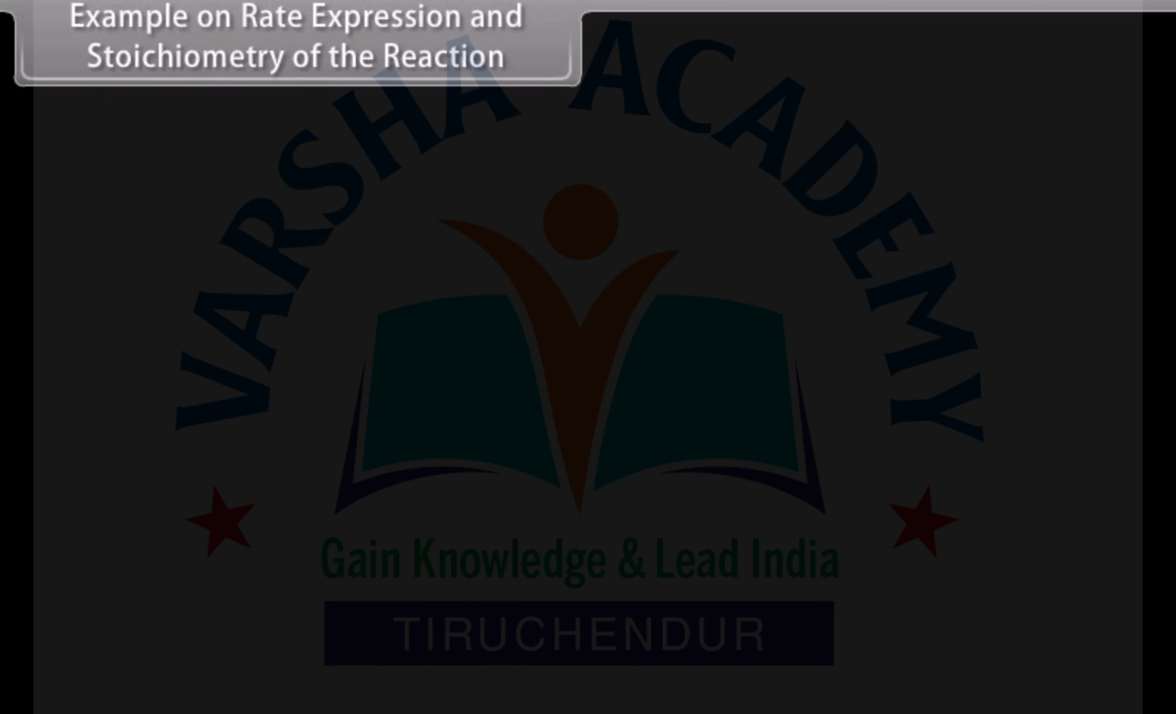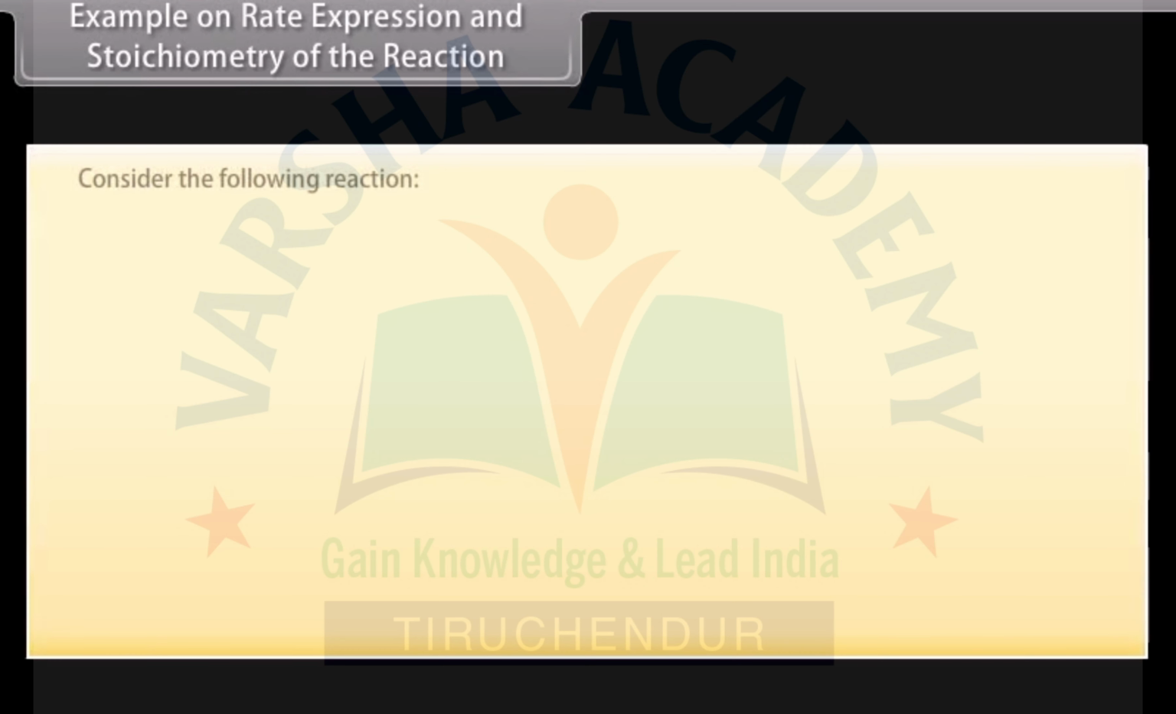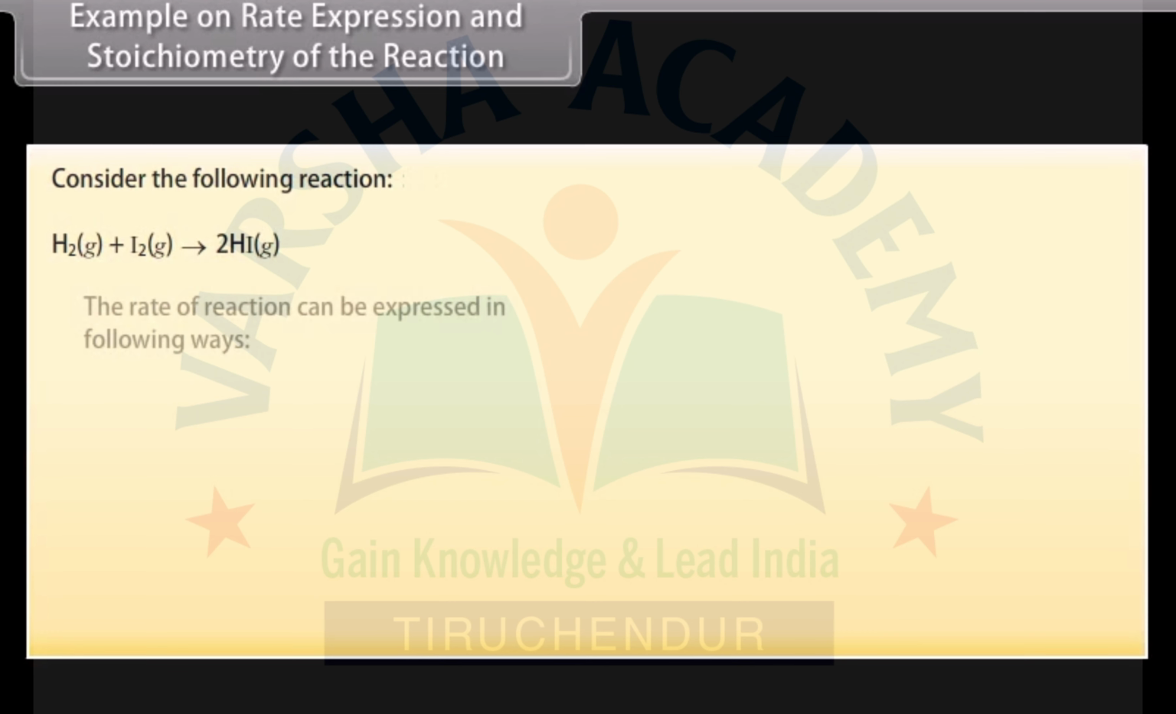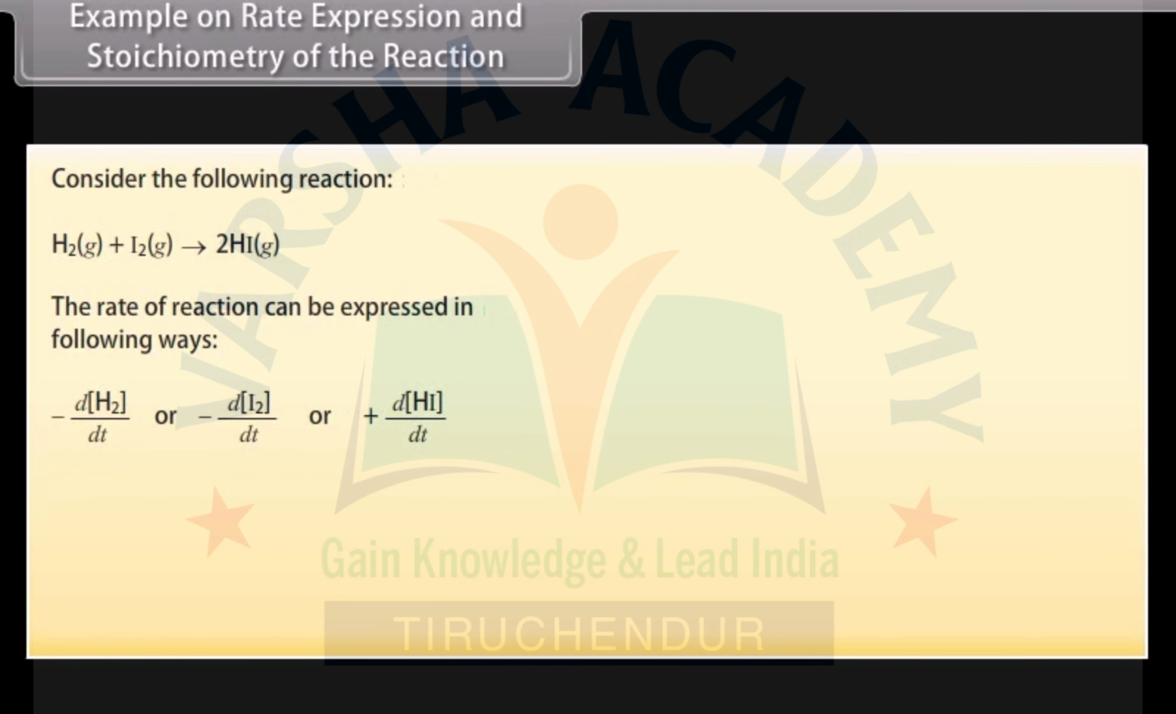Example on rate expression and stoichiometry of the reaction. Let us consider the following reaction: H2 + I2 gives rise to 2HI. The rate of reaction can be expressed in the following ways: -d[H2]/dt, or -d[I2]/dt, or +d[HI]/dt.